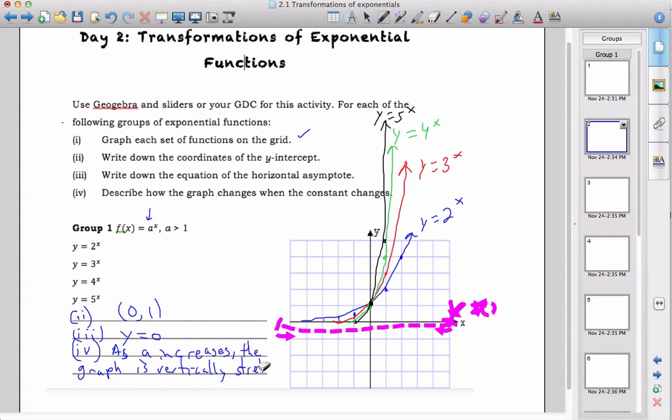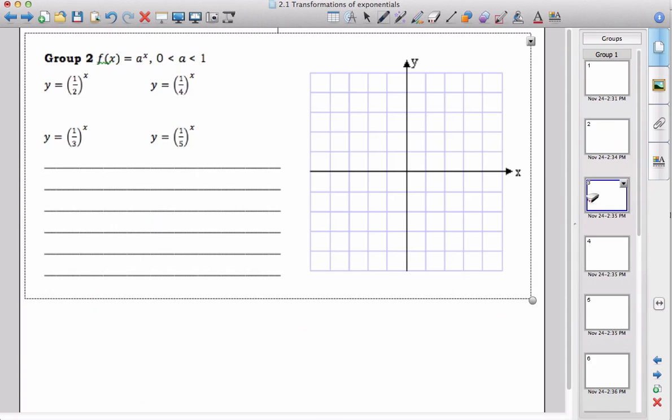Okay, vertically stretched. It's like somebody stretching it out here. So you can say it's vertically stretched, which means basically that the graph grows at a quicker rate, or something like that. Because they're getting steeper and steeper, so it's growing at a quicker rate.